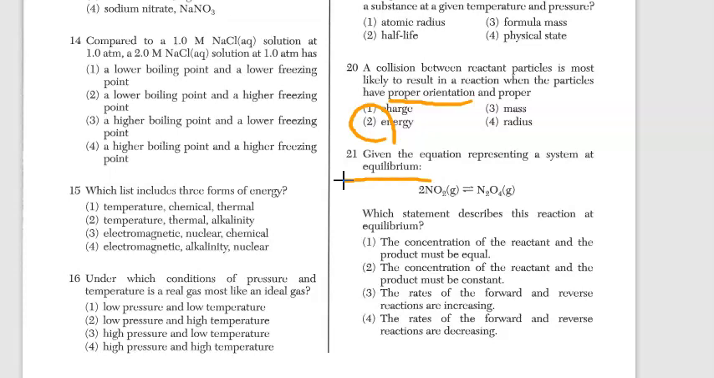So let's take a look. So choice one says the concentration of the reactant and product must be equal. That is incorrect. The concentration of the reactant and products must be constant. There you go. It's choice two. And the rates of the forward and reverse reactions, they are not increasing. They're not decreasing. Okay, those would be equal.